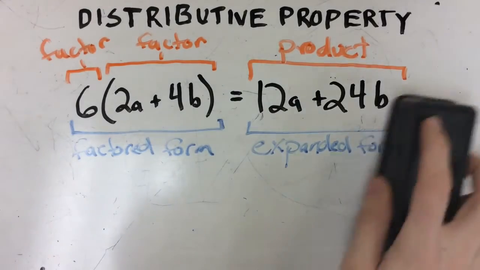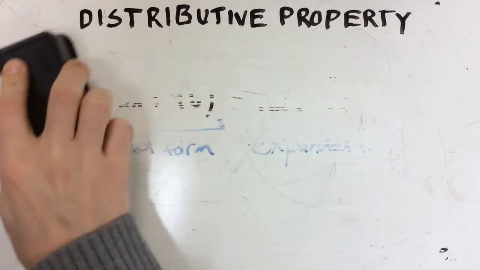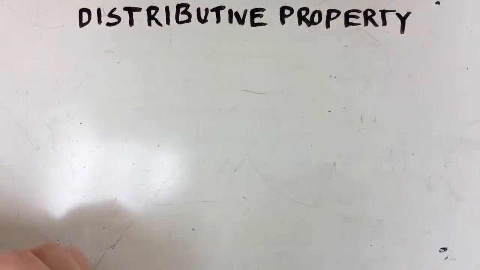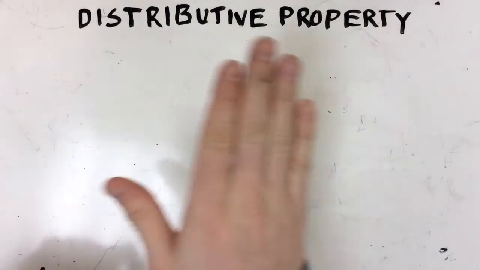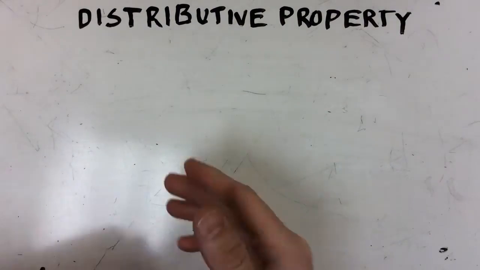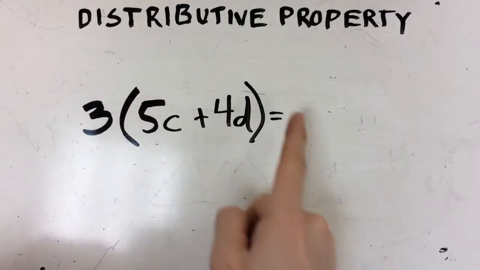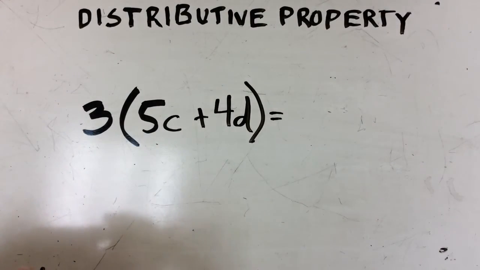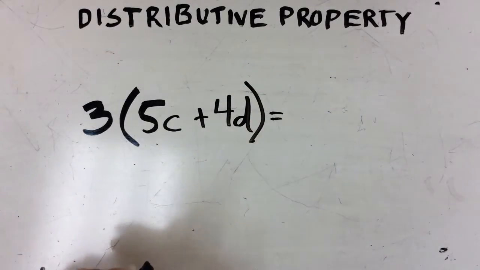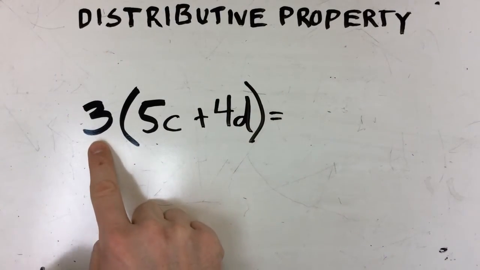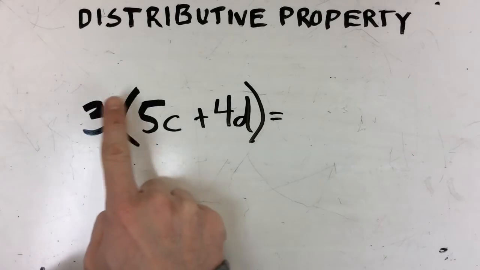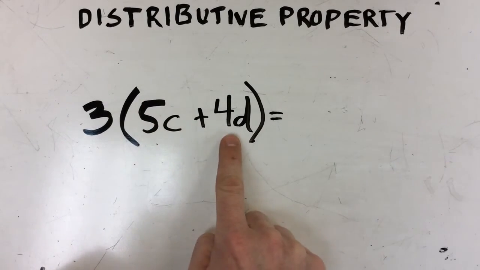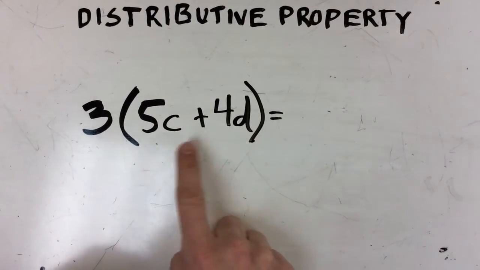Great job. Now, the rest of today's lesson is about getting practice turning a factored form into an expanded form using a quick method. Let's take this factored form, for example. We want to turn it into expanded form. Here's the quick method. We take the factor on the outside of the parentheses, 3, and we multiply it by both of the terms inside of the other factor.